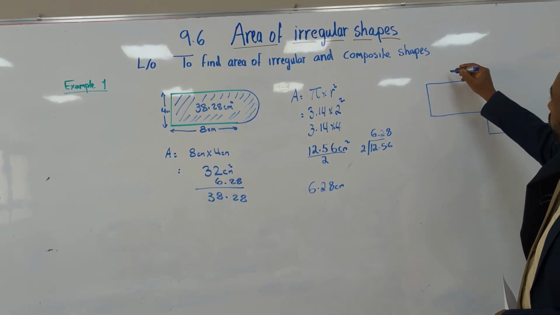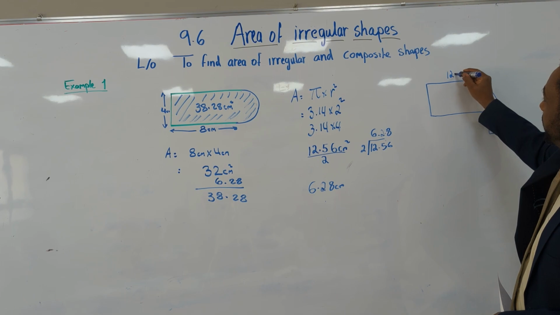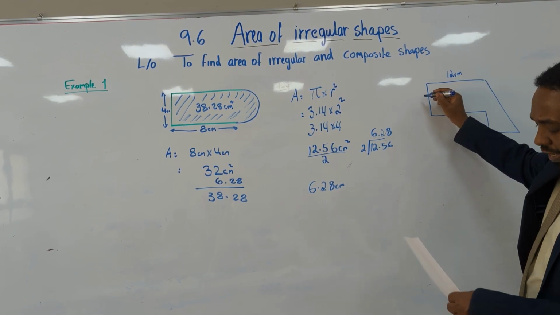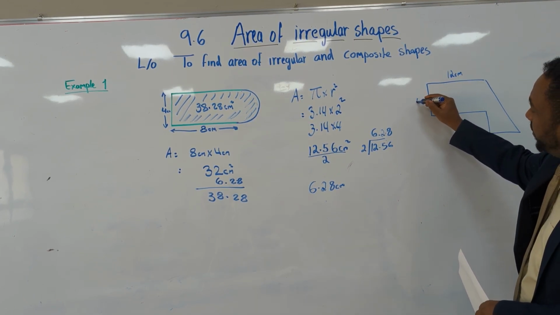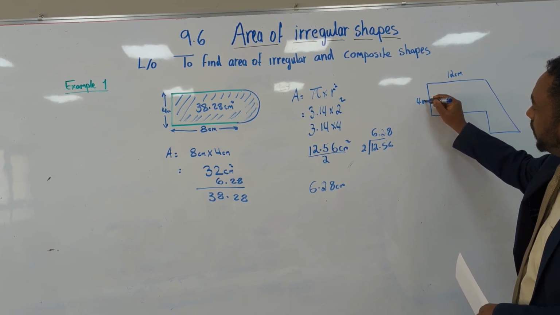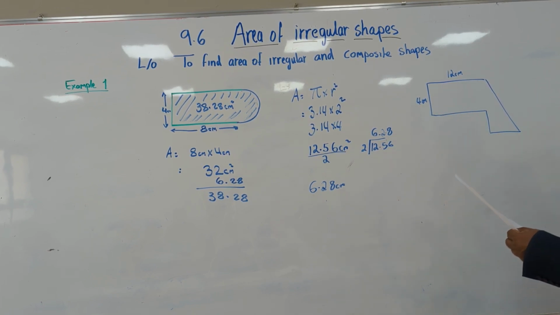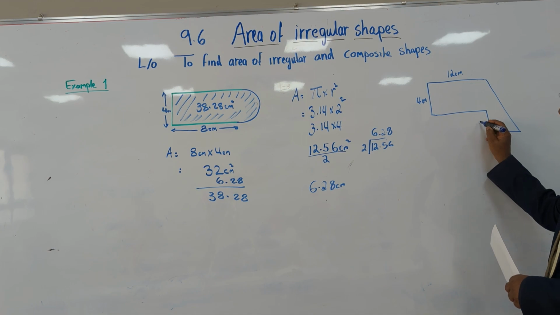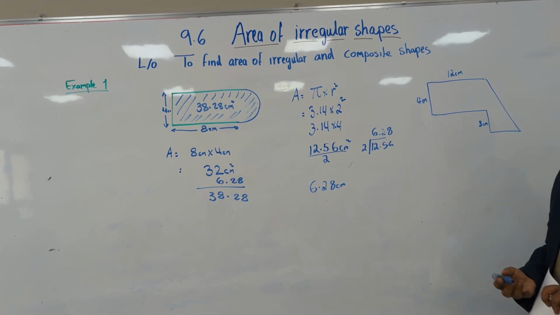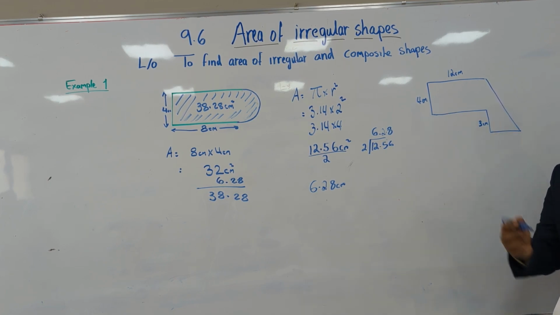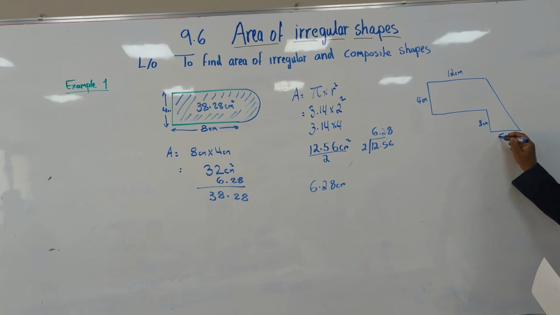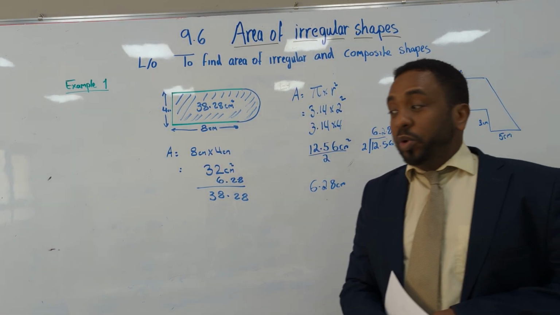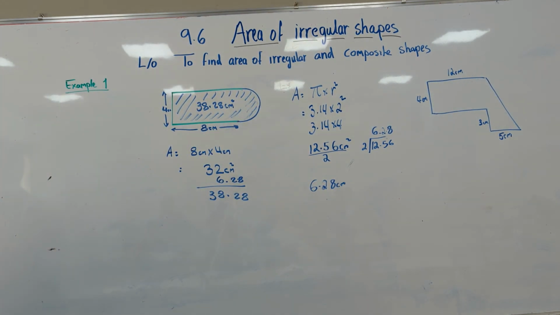So here we have 12 centimeters. On this side we have 4 centimeters. And then also here we have 3 centimeters. How do we find the area of this shape? Here we have 5 centimeters. Okay. What do we do? Can somebody give me an idea?